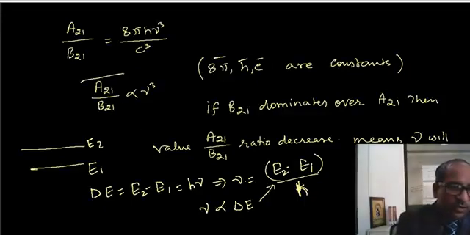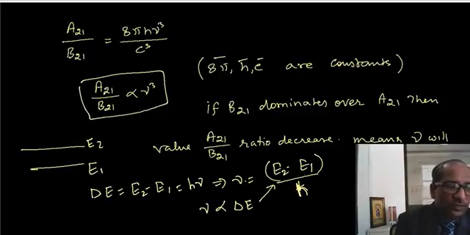So observe this result. This ratio A21 upon B21 is directly proportional to nu cube. What does it mean? This is the important part here in the Einstein coefficients. As you know, B21 is related to stimulated emission, and A21 is related to spontaneous emission. So in laser, these two coefficients represent the spontaneous emission and the stimulated emission, and this ratio is directly proportional to the energy gap.